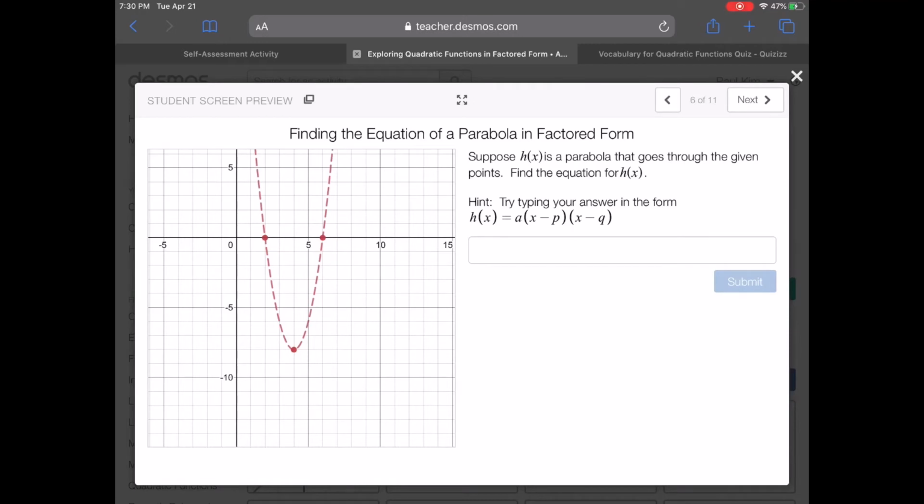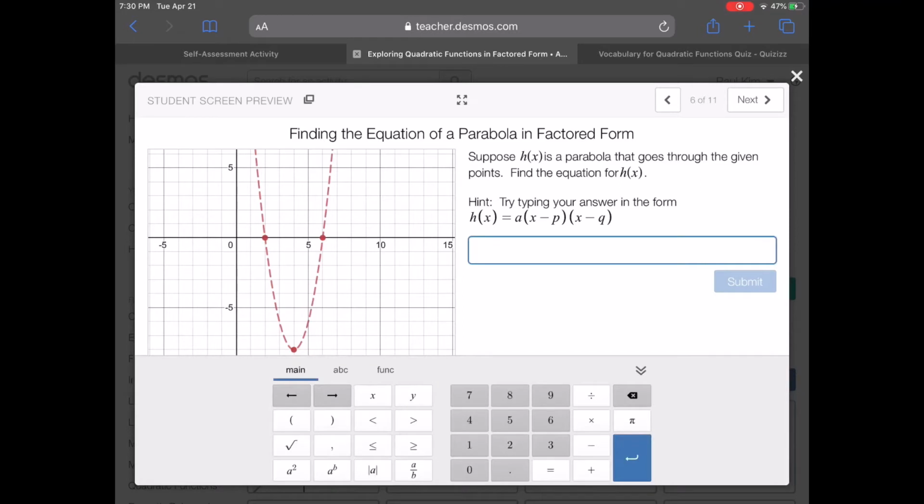Find the equation of a parabola in factored form. Suppose h of x is a parabola that goes through the given points. Find the equation for h of x. So if you notice here, I have a parabola that's concave up. I have an x-intercept at 2 and 6. So because I know one of my x-intercepts at 2, I can put x minus 2 there. My other x-intercept is at 6, so I know one of my factors would be x minus 6.